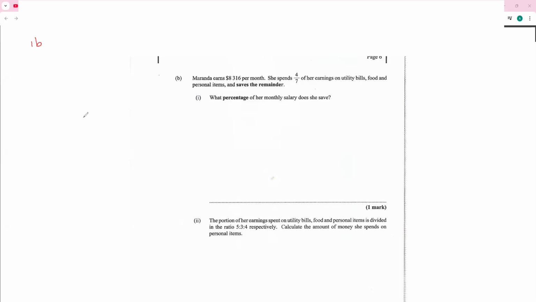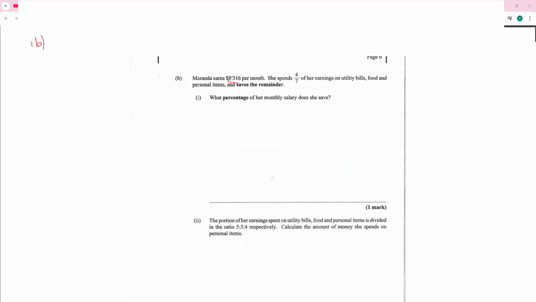Now, we always get a consumer arithmetic question. We get them mainly in the multiple choice. However, we normally get one or two in the paper two. So you read your question carefully and you pull out the important facts.